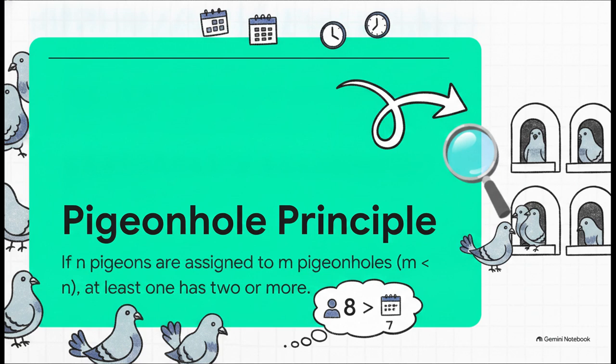It's an existence proof. Our textbook gives a totally relatable example. If you gather any 8 people in a room, you are guaranteed that at least 2 of them were born on the exact same day of the week. Why? Because there are 8 pigeon people but only 7 pigeonhole days of the week. Somebody has to double up.